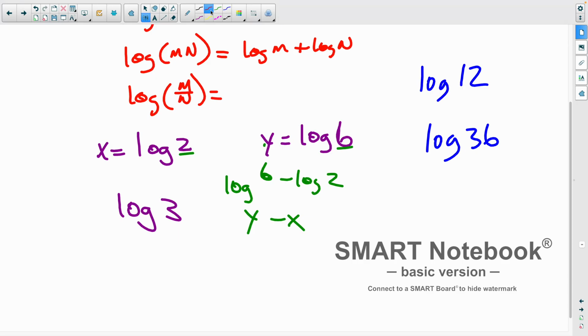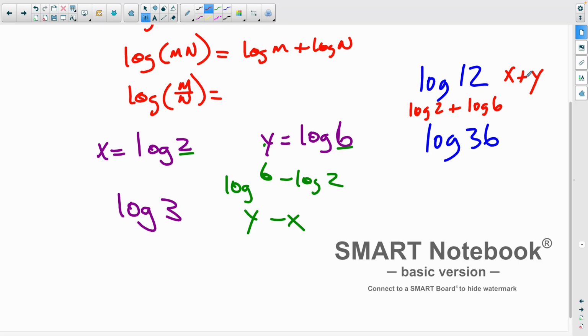Which one's the easy one? Hope you're going to say 12. How do you get 12? Just by adding 6 and 2. We're going to add the logs because what are we going to do with the 2 and the 6? We're going to multiply. So if you went log of 2 plus log of 6, then we'd multiply the 2 and the 6, and that would be the 12. Well, log of 2 is x, log of 6 is y, so we'd say x plus y.